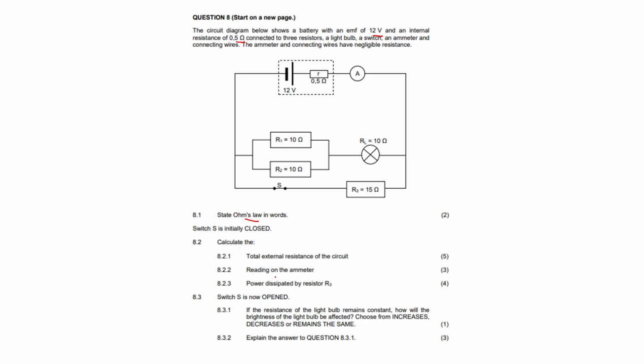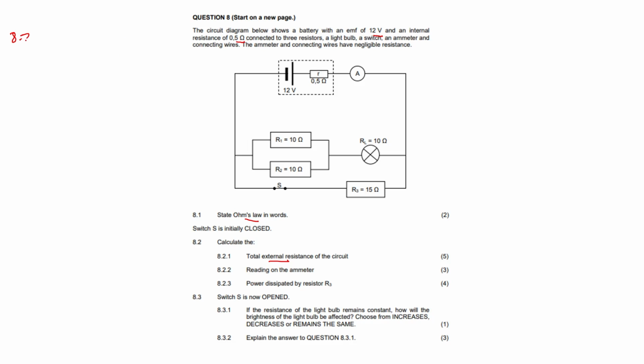8.2.1. Calculate the total external resistance of the circuit. All right, so what is the external resistance? We have four different resistors here. These two are in parallel, but they are connected with that light bulb. So that's going to be an addition there. But then the light bulb is also in parallel with R3. Do you see that? So that's going to be the external resistance.